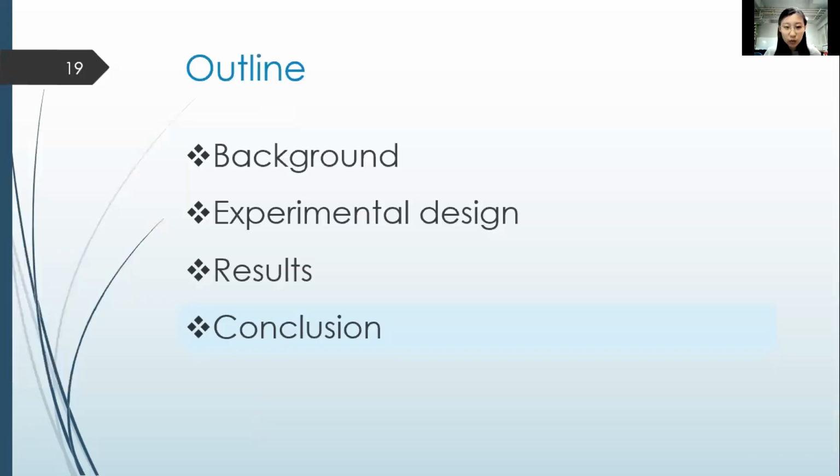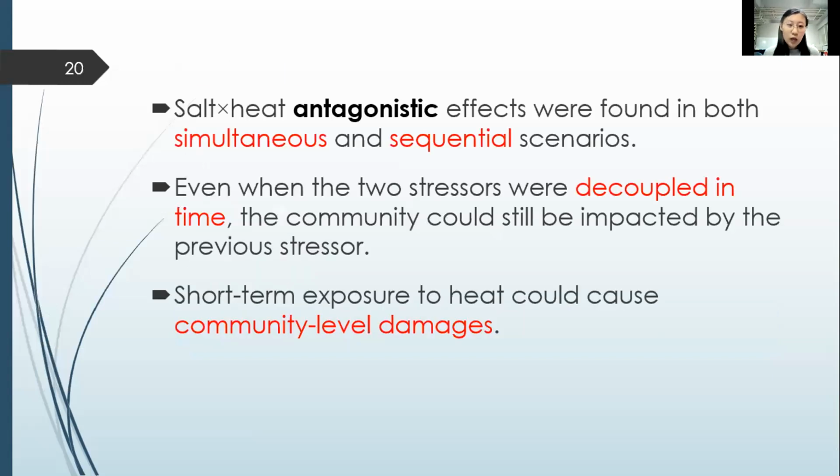So, some main conclusions of the experiment. We found salt by heat antagonistic effects on total zooplankton abundance and biomass in both simultaneous and sequential scenarios. Even though the two stressors were decoupled in time, there could still be interaction between them. And it's possible that when there are different time intervals between them, which means when we give them different recovery times, the effects will also change accordingly. But that's kind of our next research direction.